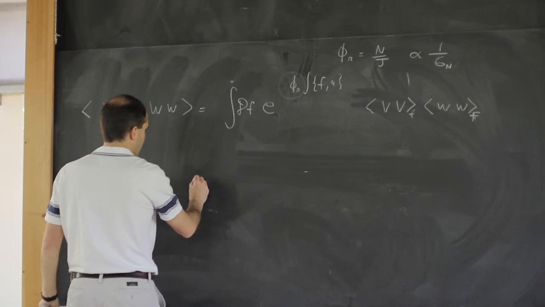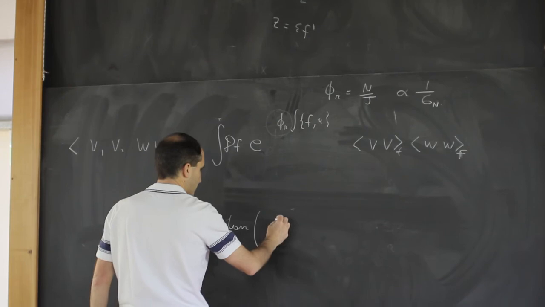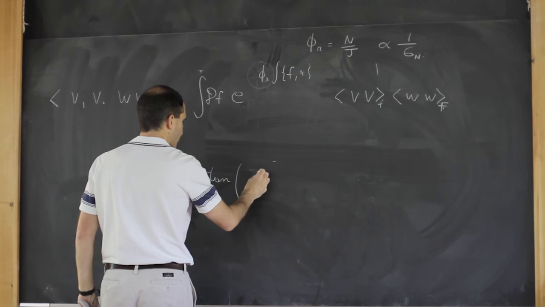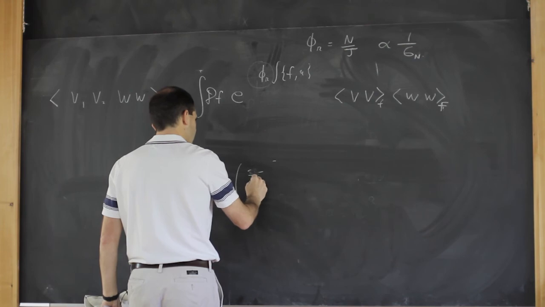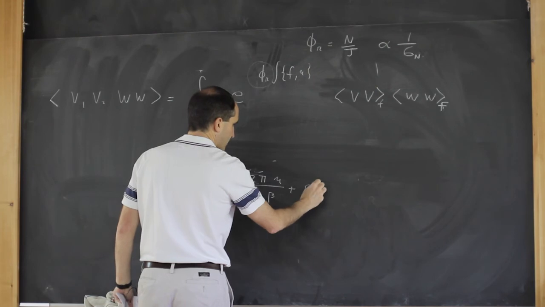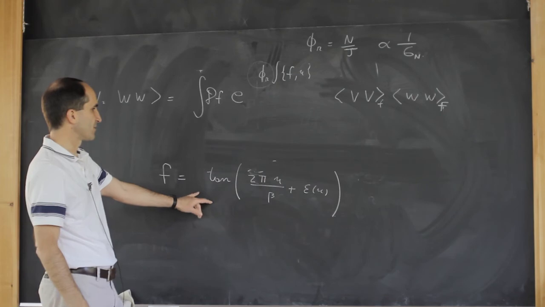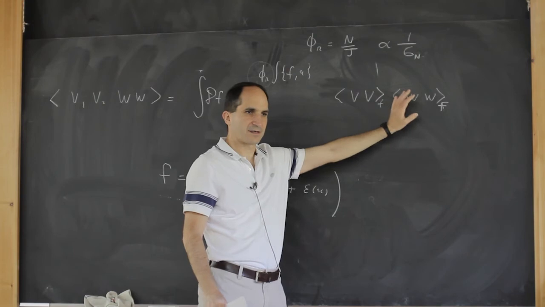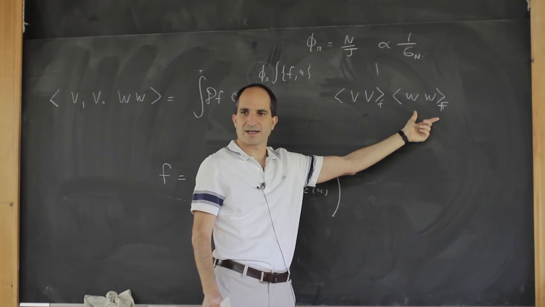So we say that f is, let's say, the tangent of tau of u, and then this is, for example, 2 pi u over beta plus some epsilon of u, right? And then we expand in epsilon everywhere. We expand in epsilon here, we get something quadratic in epsilon. We expand in epsilon here, we again get some sources. The leading sources will be a term linear in epsilon here and a term linear in epsilon here.